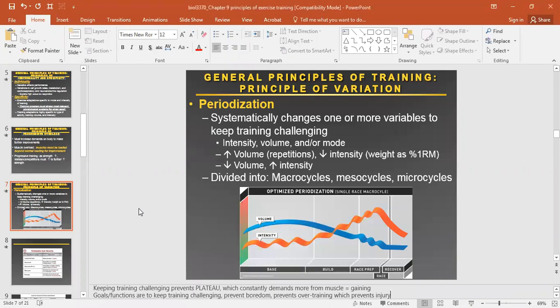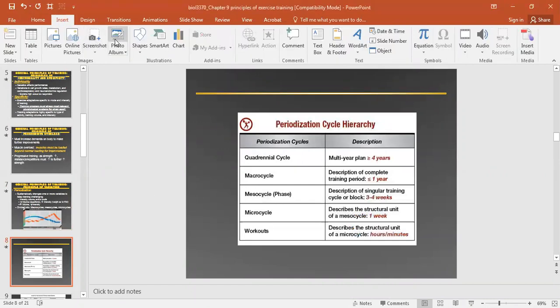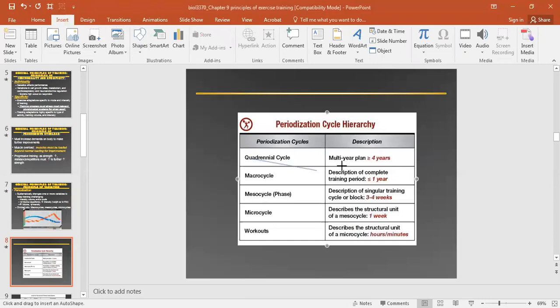So again, the goals of this are important. Keep training challenging, prevent boredom, prevent overtraining, which prevents injury. So I have a couple of slides here to show you how periodization is broken down. The only thing I want you to ignore here, and I will insert kind of a shape here to strike this out, is the quadrennial cycle.